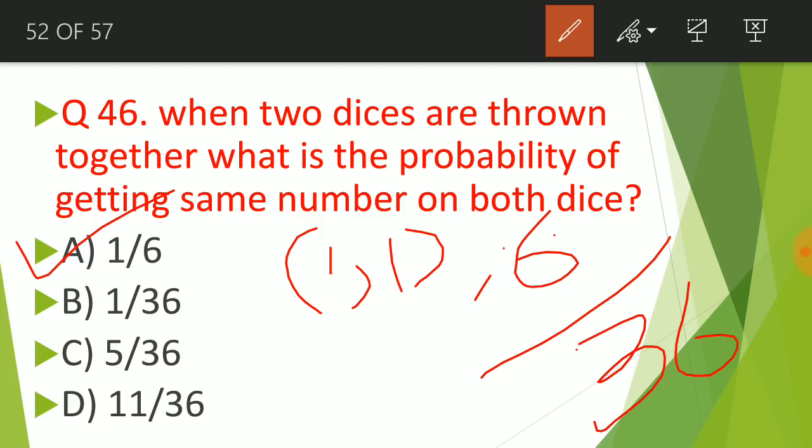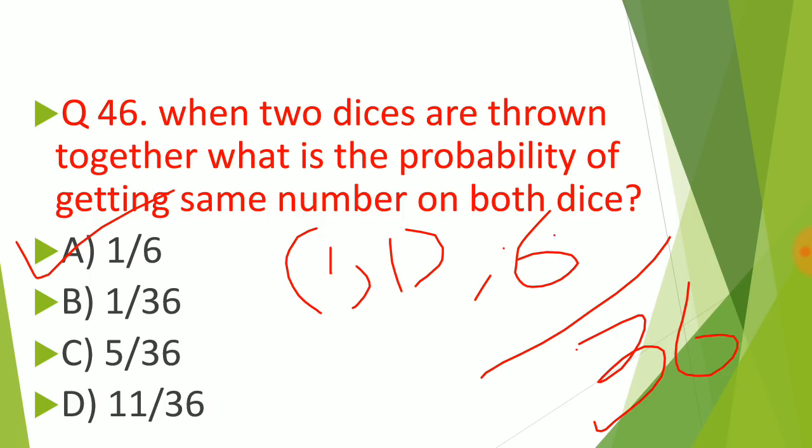Those 1, 1, 1, 2 and so on are all called the sample space. If you have doubt on this question, you can search the sample space of throwing two dice simultaneously or at a time, then you will get all possible cases.